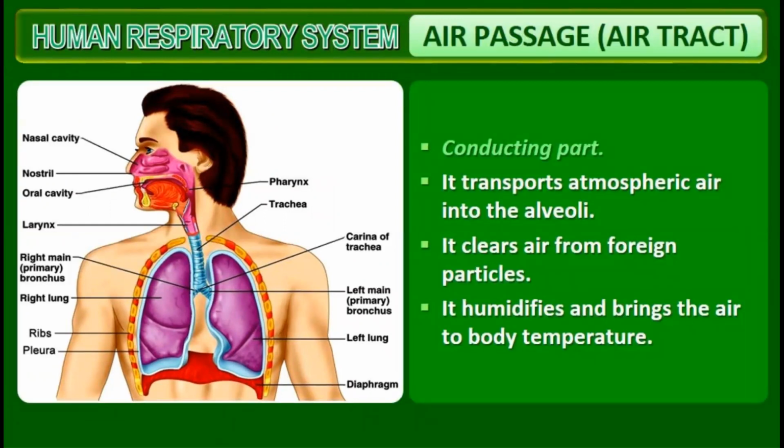The air passage, which is also known as the air tract, is the conducting part of air. It helps in transporting atmospheric air into the alveoli. It also helps in clearing the air of foreign particles. And lastly, it humidifies and brings the air to body temperature.